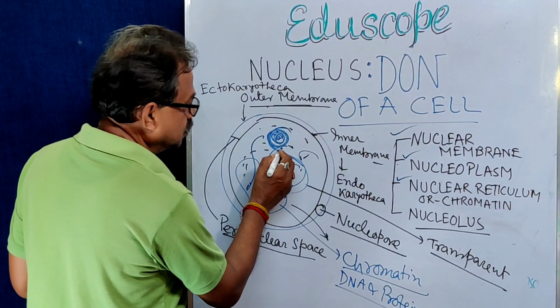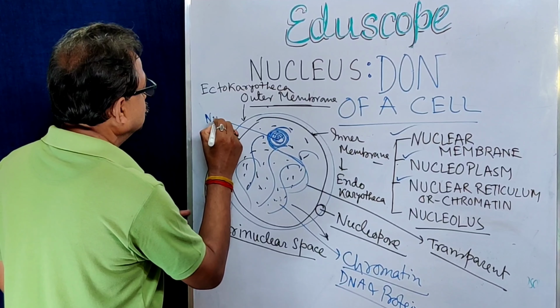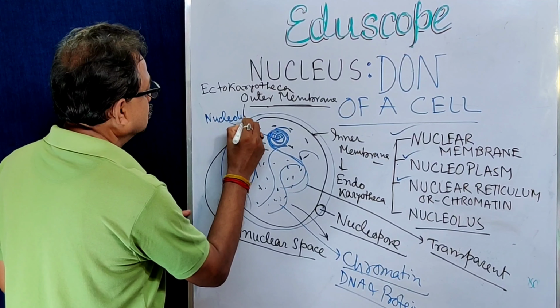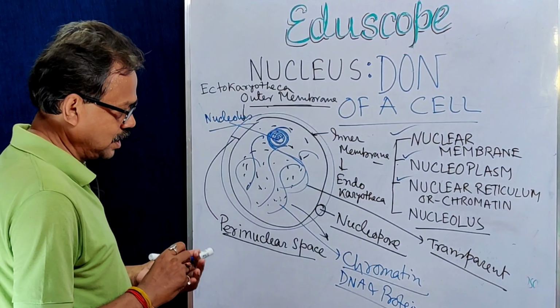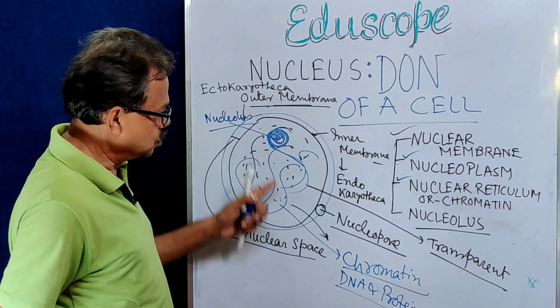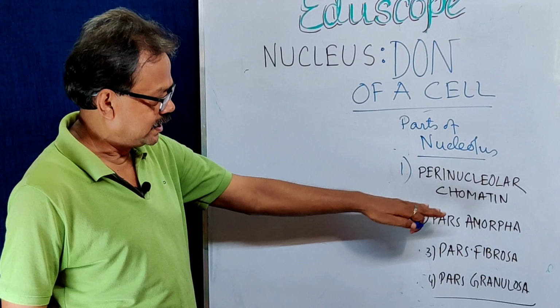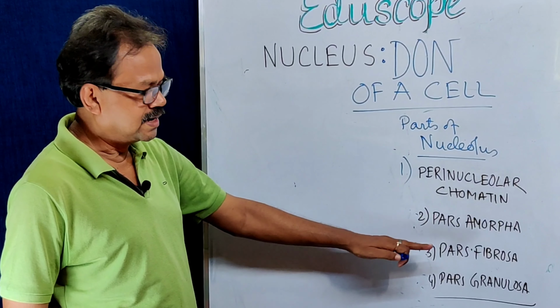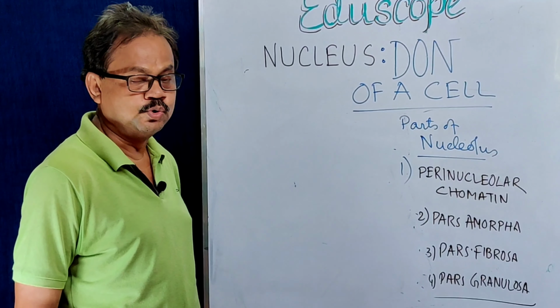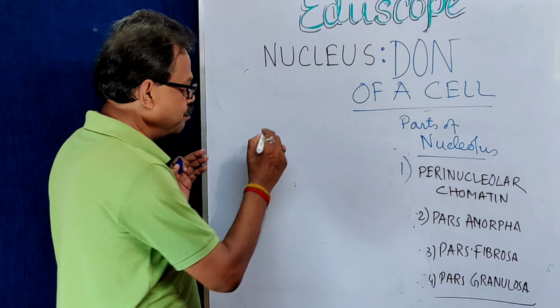These are called nucleolus. This nucleolus is a very important portion of the nucleus. The nucleolus has four parts: perinucleolar chromatin, pars amorpha, pars fibrosa and pars granulosa. The nucleolus has no membrane.